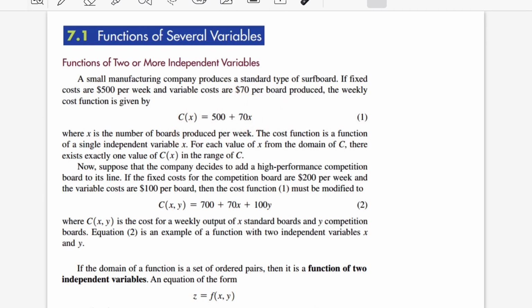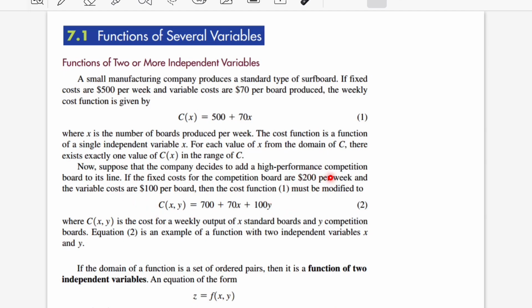Okay, we have our fixed costs here, and then our variable costs depending on the number of boards produced per week. So this is a function that is dependent on x, which is a single independent variable. Now suppose that the company decides to add a high-performance competition board to its line. If the fixed costs for this board are $200 per week and the variable costs are $100 per board, then our cost function is modified slightly to this guy here.